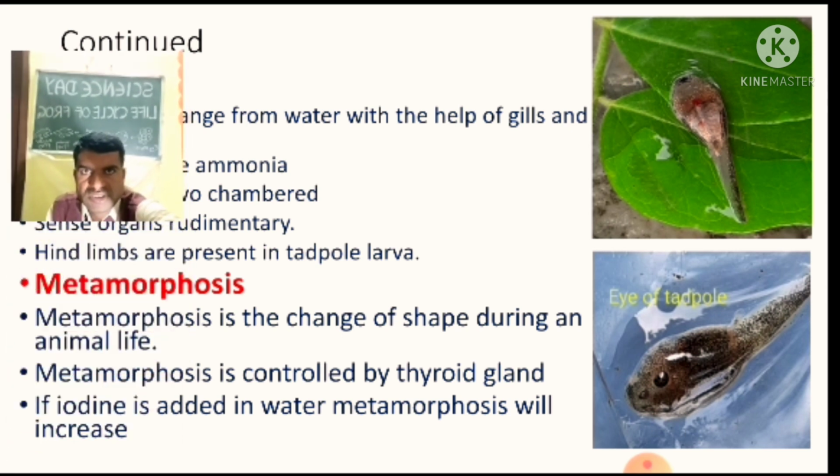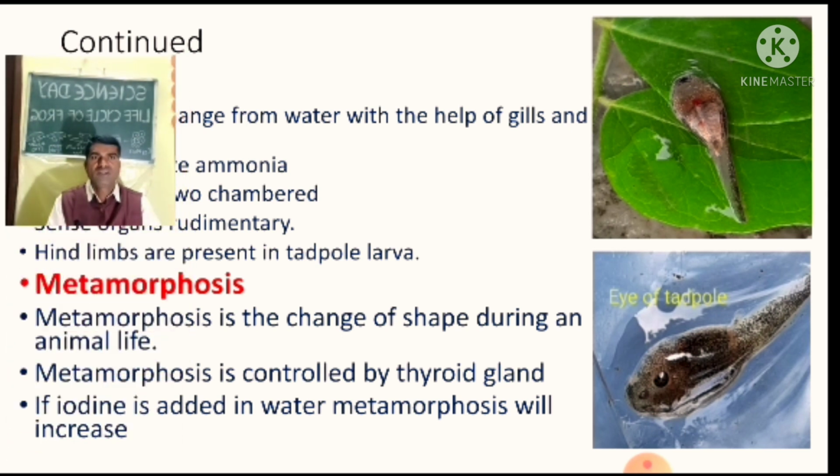Now the next stage, a very important stage here, is the metamorphosis stage. Metamorphosis is the change of shape during animal life. Metamorphosis is controlled by the thyroid gland. If iodine is added in water, metamorphosis will increase. So this is the process, that is metamorphosis.